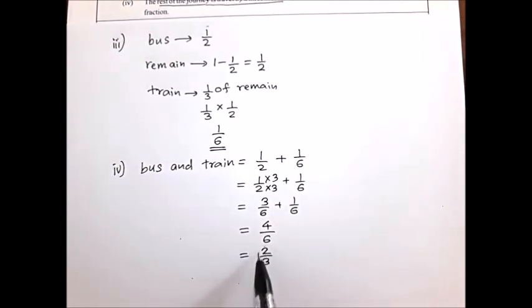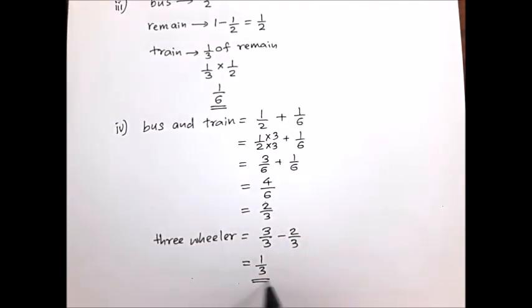From the whole journey, 2/3 was travelled by bus and train. What is the remaining part here? It is 1/3. Then he travelled it by three-wheeler. Take the total journey as 3/3 and subtract the amount travelled by bus and train. Then he travelled 1/3 of the journey by three-wheeler. This is the answer for the fourth one.